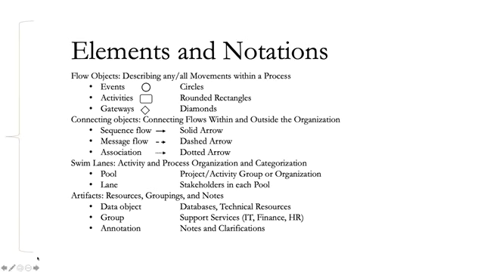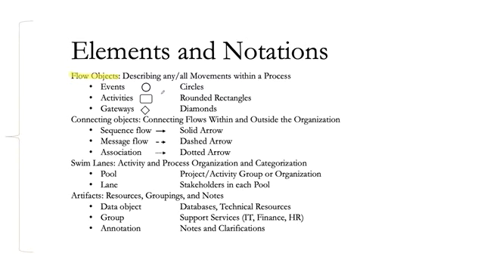The first one is known as a flow object. There's something called a flow object. The flow object's main job is that it describes every and all movements within a process. So any kinds of things that are happening within the process, it describes that. That's all it is. It describes things.